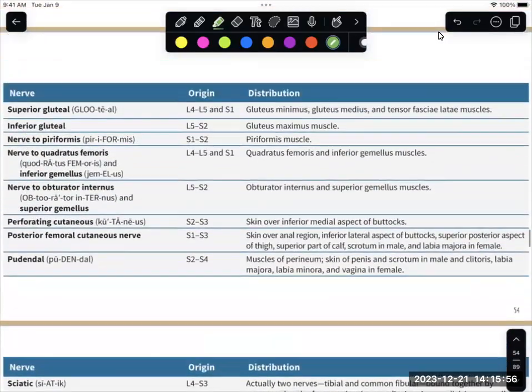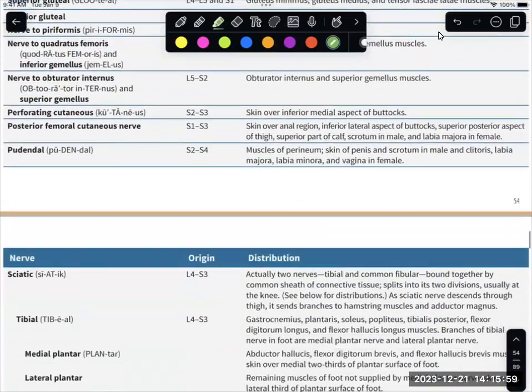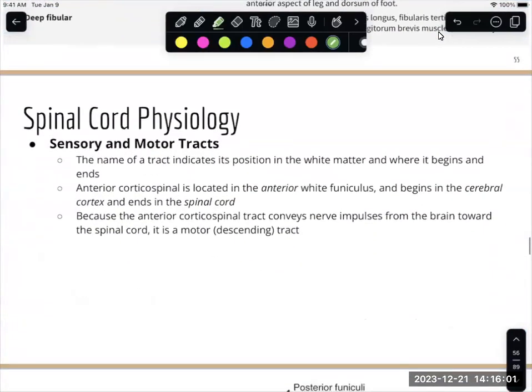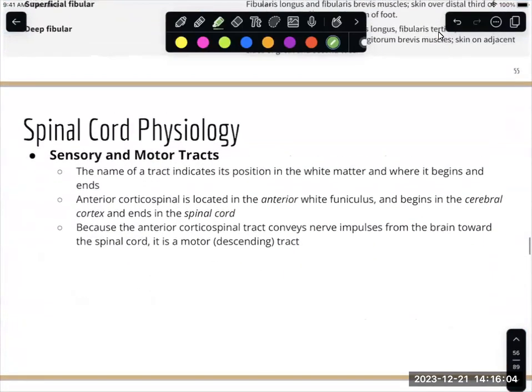Here's a chart of a lot of these different nerves that come out of these different plexuses. So let's go back and talk about the spinal cord and these different sensory and motor tracts. I'm not going to expect you to know the specific names of these sensory and motor tracts, but knowing that these exist will be helpful. So these different tracts are found in the white matter of that spinal cord.